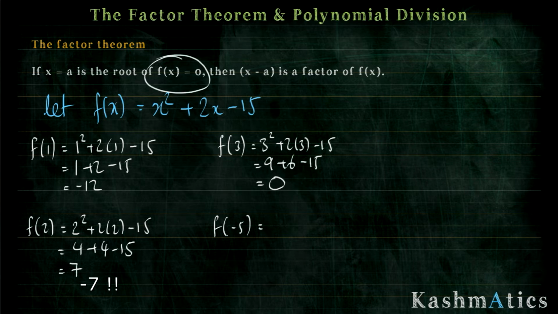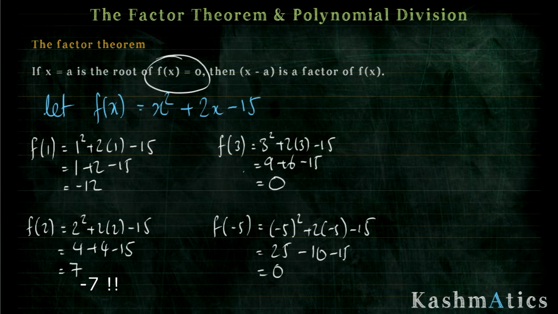Okay, and if I was to put minus 5 in there, I get minus 5 squared plus 2 times minus 5 take away 15, which is 25, take away 10, take away 15, which is also 0. So these two results here do have something to do with our factor theorem.